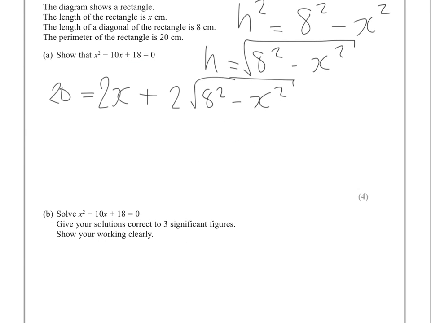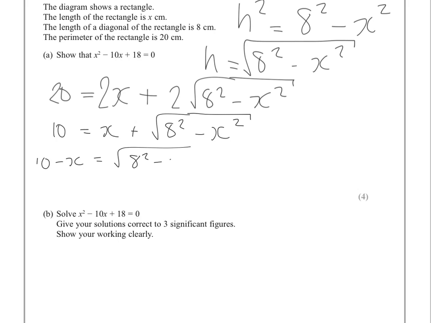First off, I'm going to divide everything by 2, as there's a common factor of 2 in every single term. Then I'm going to subtract x from both sides. And then I'm going to square both sides. Now squaring is a function you do to both sides. So I've got 10 minus x all squared equals root 8 squared minus x squared all squared.